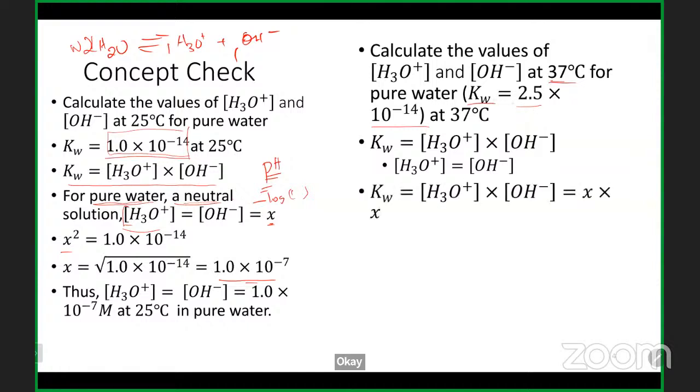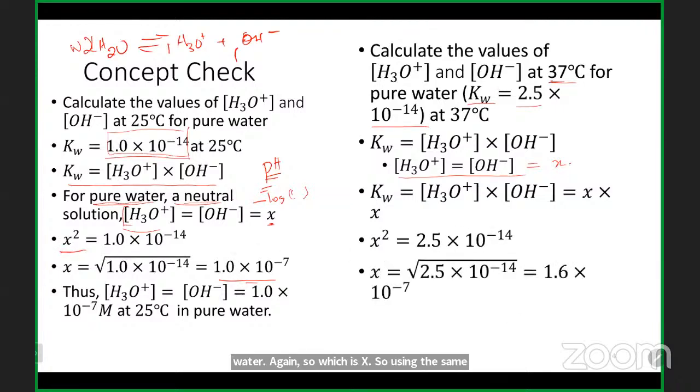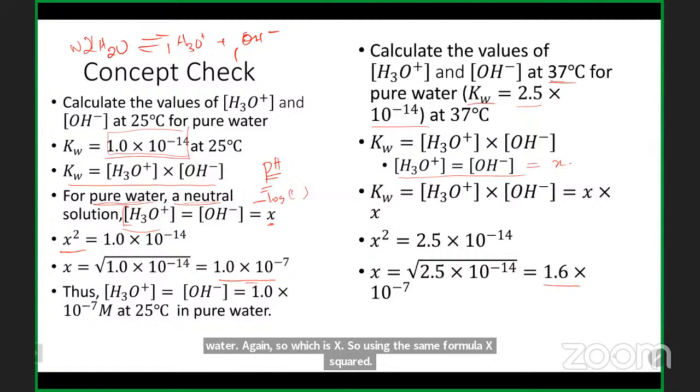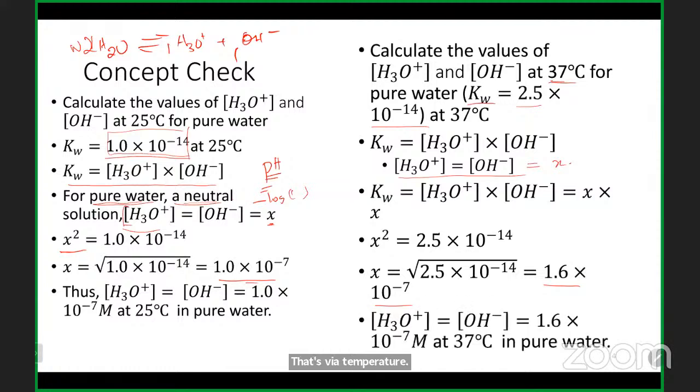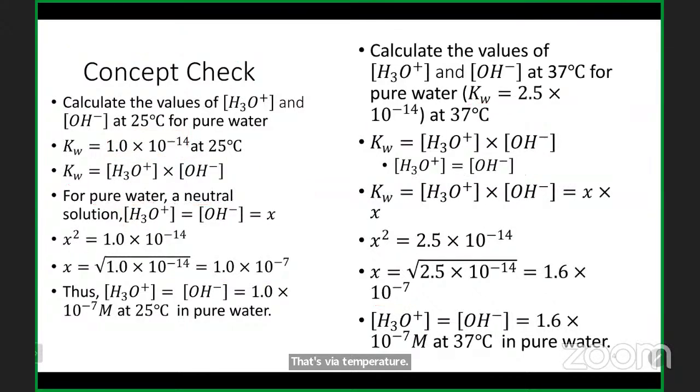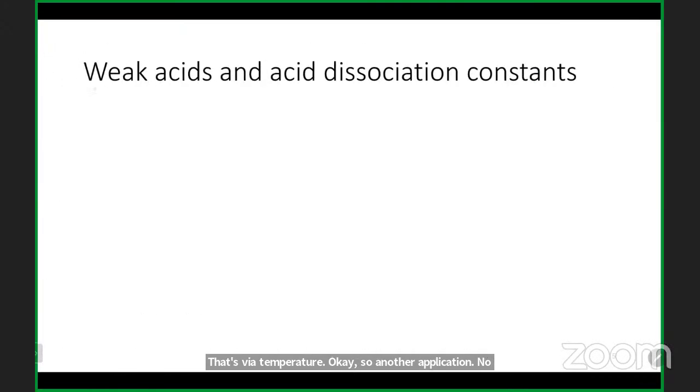So the dissociation, recall that this is for neutral water again, which is X. Using the same formula, X squared will be the square root of this. So we have it as 1.8, meaning that we have more of the dissociation at higher temperature. Another application that we can see is in the dissociation of weak acid.